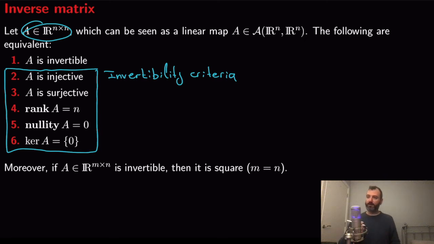The first one is that my matrix is injective. The second one is that it is surjective. We said injective and surjective are the same thing, that's why they're equivalent. The fourth one is that the rank of A is n. The fifth one is that the nullity of A is 0. And the last one is that the kernel of A is trivial. You can see here some obvious equivalences. For example, this is from the Rank-nullity theorem.